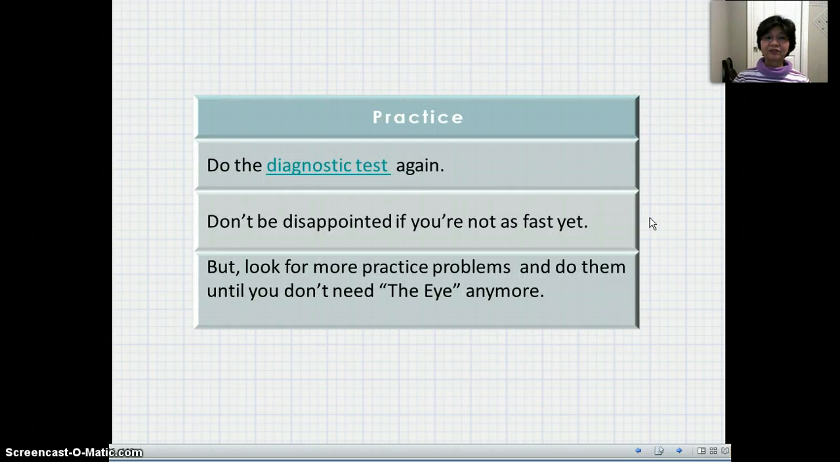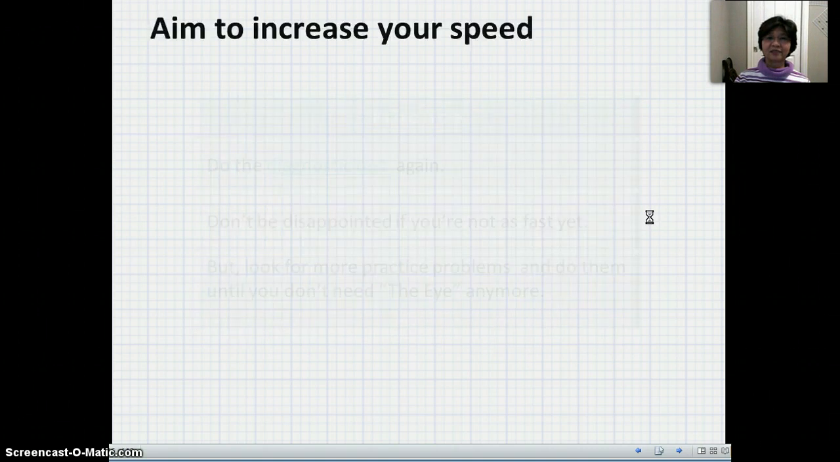So what do you need to do? You need to practice, do the diagnostic test again, the diagnostic test in the downloadable PowerPoint file. And don't be disappointed if you're not as fast yet. However, look for more practice problems and do them until you don't need the eye technique anymore.